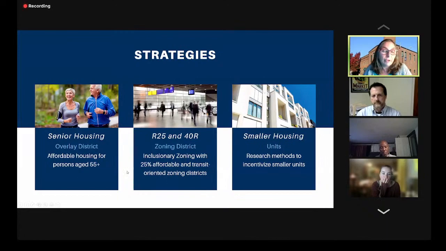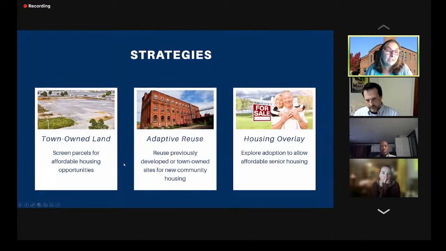Some strategies that we're going to look at include senior housing, overlay districts, affordable housing for persons aged 55 and over. There's R25 and 40R zoning opportunities that include inclusionary zoning with 25% affordable and transit-oriented zoning districts, smaller housing units, research methods to incentivize smaller units. Other strategies include looking at town-owned land and screen those parcels for affordable housing opportunities. Perhaps some adaptive reuse property previously developed or town-owned site for new community housing, and look at housing overlays to explore adoption to allow affordable senior housing.